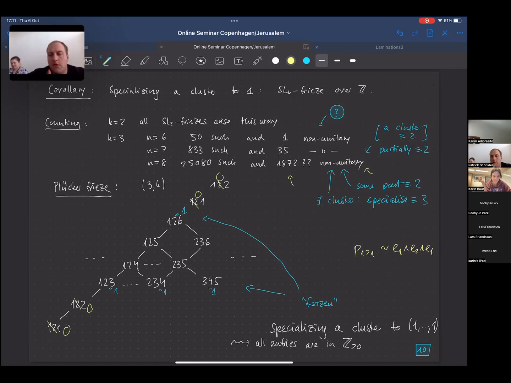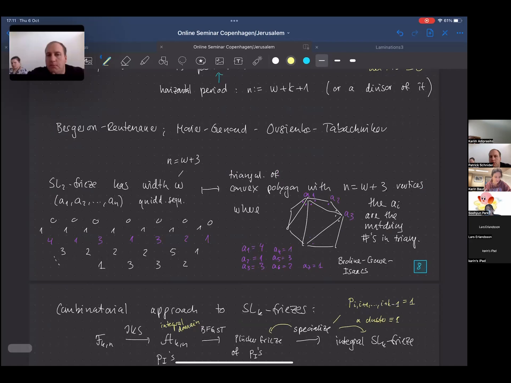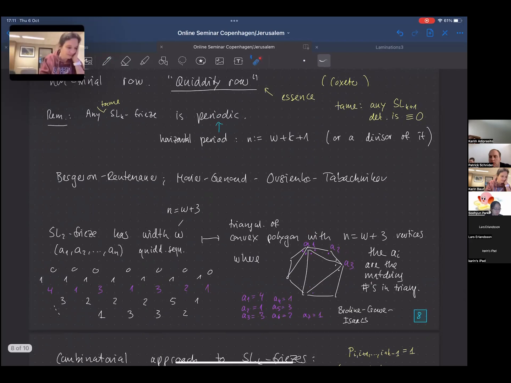So I have a small question about this correspondence between the SL2 frieze patterns and the polygon triangulations. Are we only looking at periodic patterns there, or is every SL2 frieze pattern periodic? Yeah, if you take a tame frieze, it's always periodic. And I didn't say that, but in SL2, the tameness comes from saying nothing should be zero. So if all entries are positive integers, it is automatically tame and then automatically periodic.